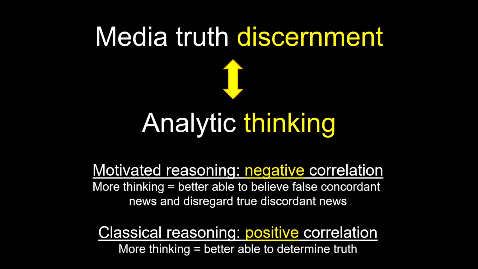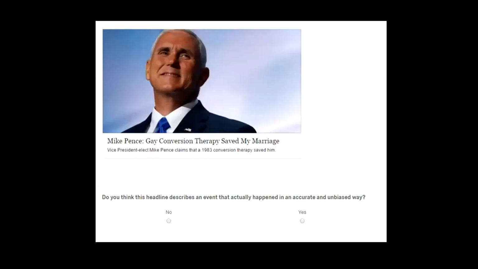So in order to tell these two accounts apart, we had people rate the veracity of a series of stories presented in Facebook format like this: a picture, a title, a lead sentence, and then we say, do you think this headline describes an event that actually happened in an accurate and unbiased way? And based on those responses, we can see how good they are at telling what's true and credible from what's hyperpartisan or false. And then we measure how inclined they are to engage in reasoning by having them complete the cognitive reflection test, which is this series of questions with intuitively compelling but wrong answers.